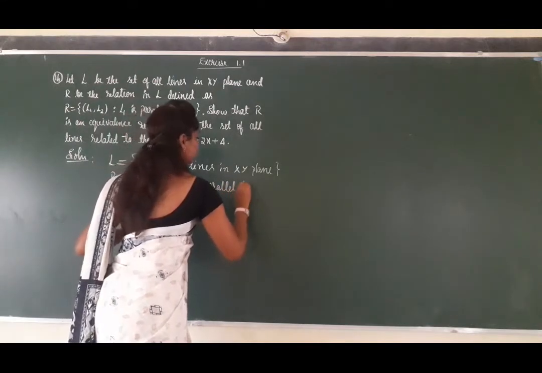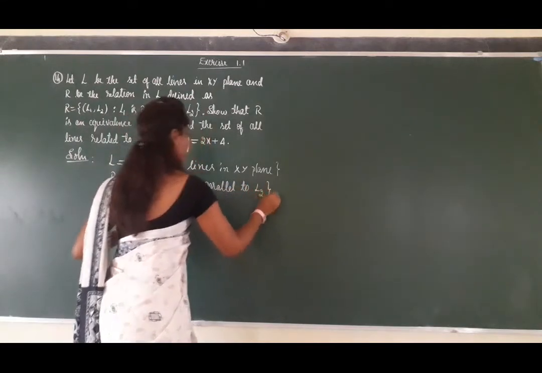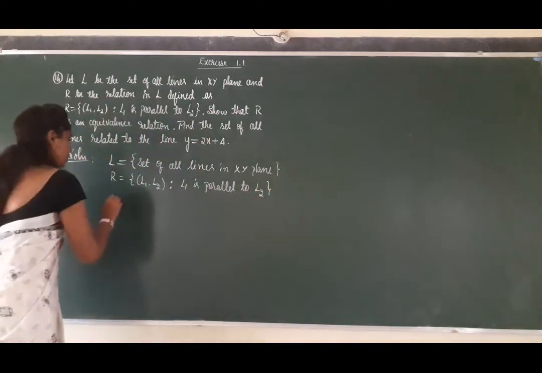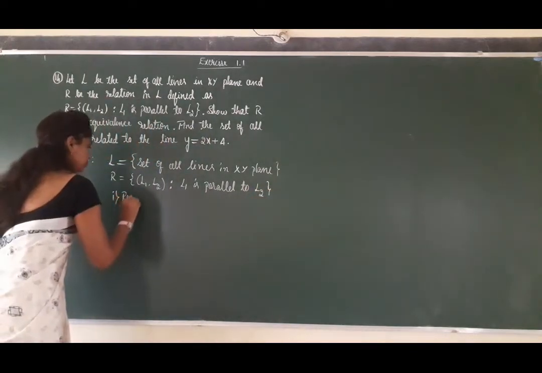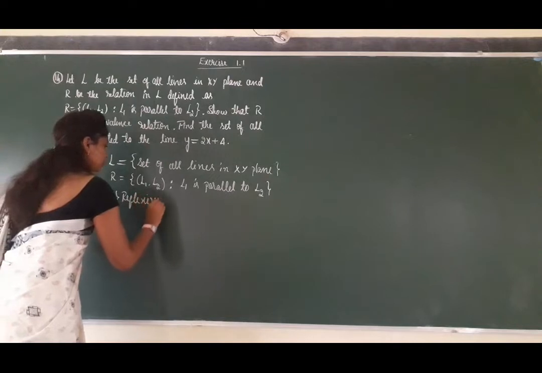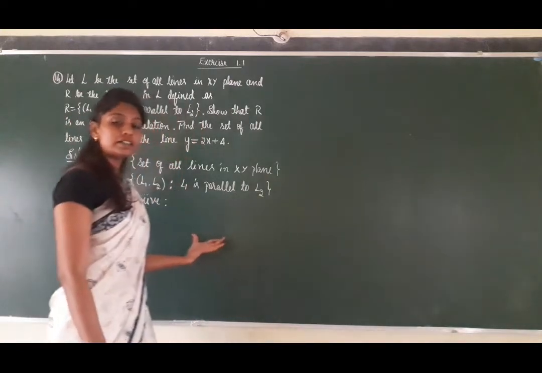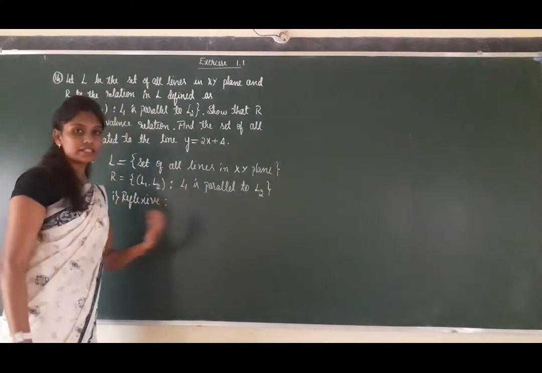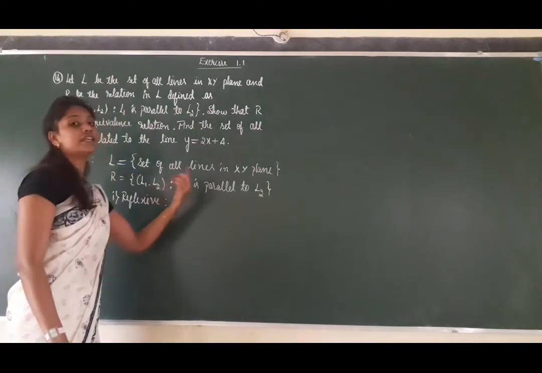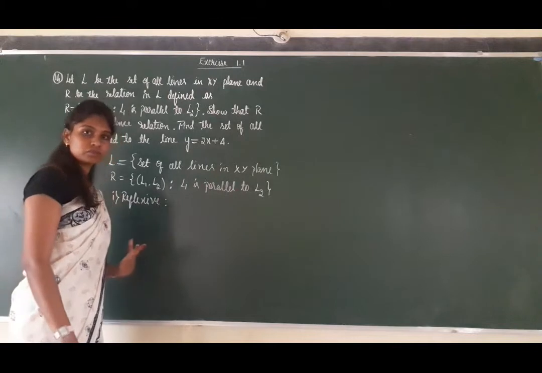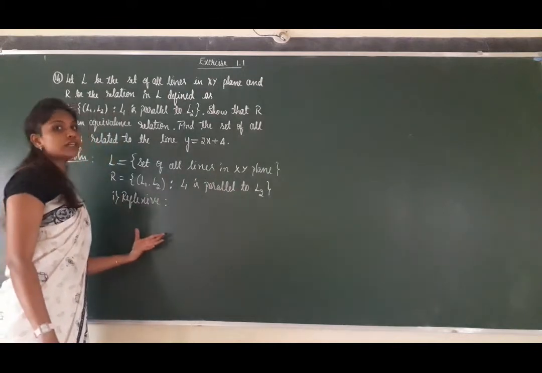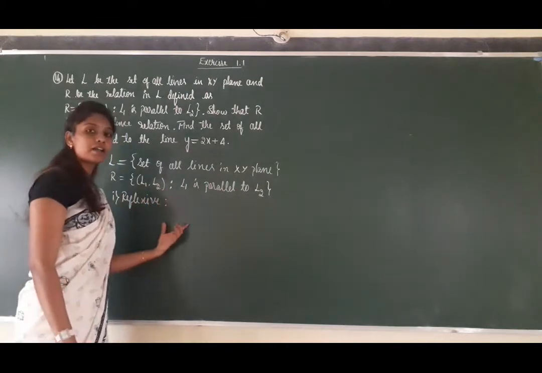L1 is parallel to L2. For reflexive, we already know that all the lines are parallel to themselves. That is, L1 is related to L1 only.